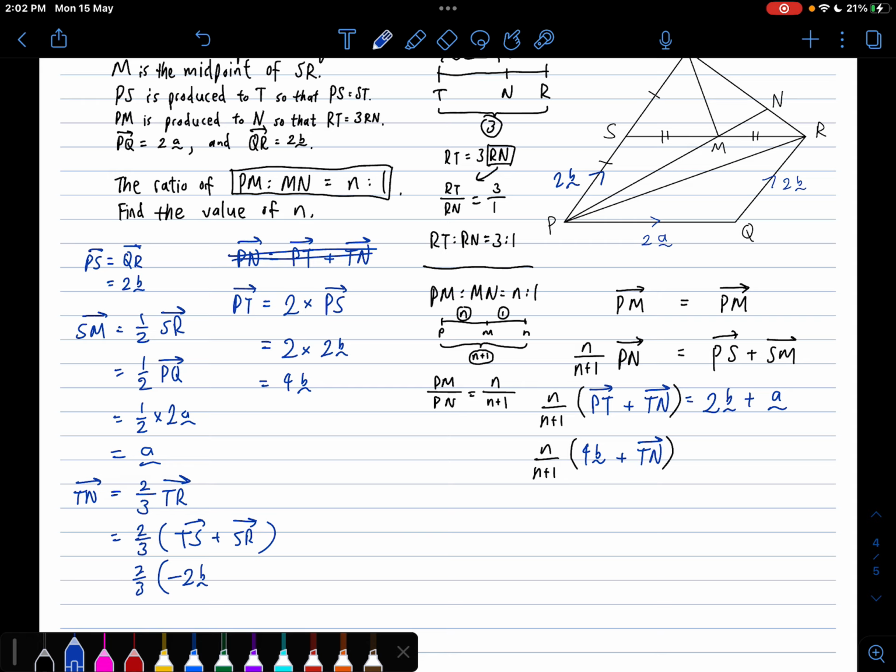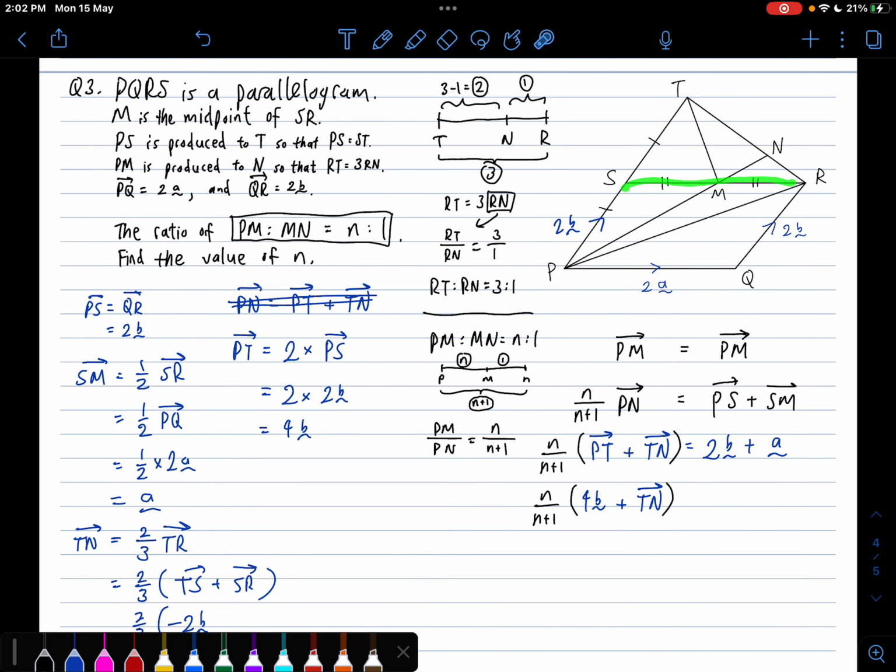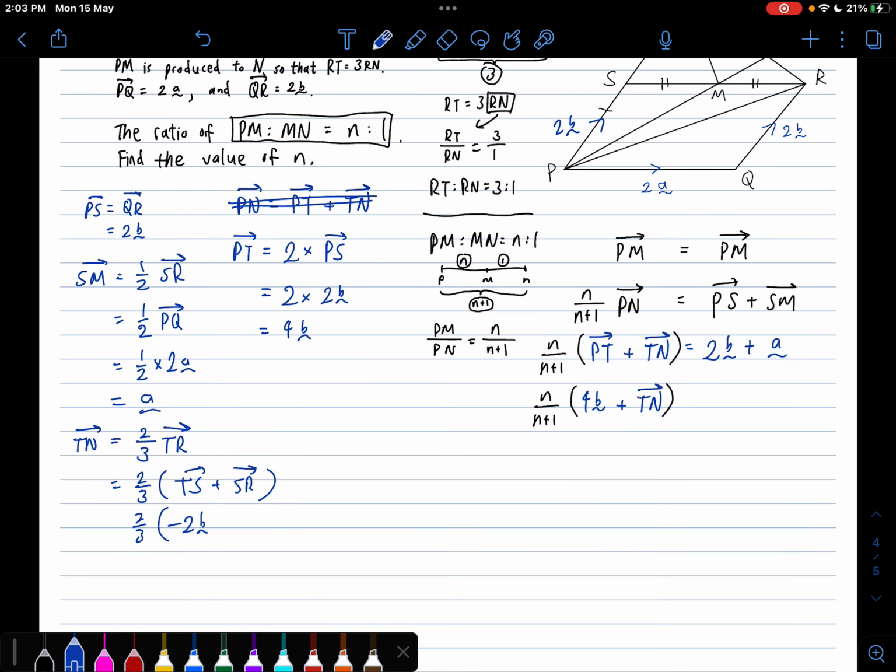So vector Ts here will be negative 2b with the 2/3 with the bracket. How about Sr? We already found it previously, right? It was really just PQ. Sr is the same as PQ, because opposite sides of a parallelogram are equal and they are pointing in the same direction. So I can just use PQ, vector 2a, so plus 2a. Very good. Now I can factor out a 2, so I get a 4/3 and a minus b plus a. Now I have my expression Tn in terms of a and b.